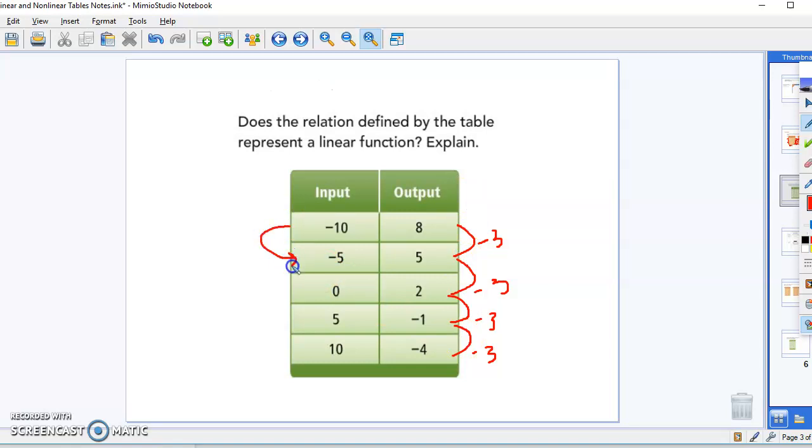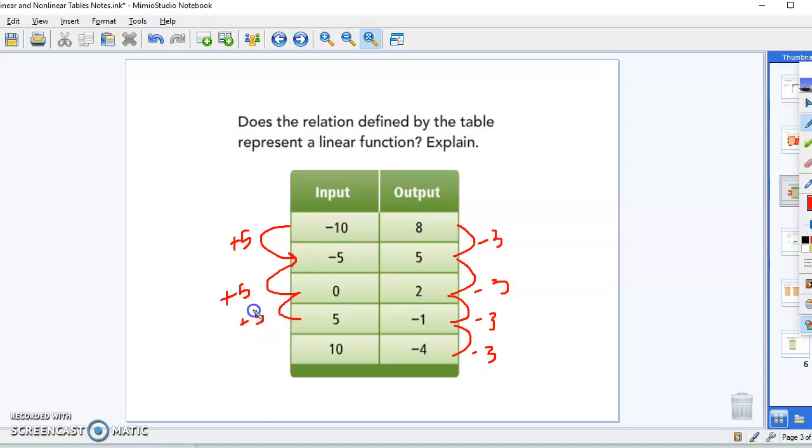So this is going from -10 to -5, right? So this time this one's increasing. That's an increase if it goes from -10 to -5, and that's an increase of 5. From -5 to 0 would be an increase of 5. From 0 to 5 would be an increase of 5. And of course, from 5 to 10 would be an increase of 5.